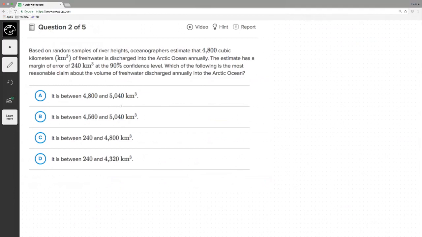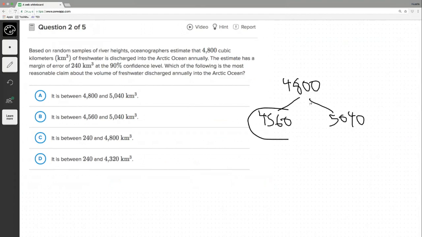It is between 4,800 and 5,040. No. So again, that margin of error can go plus or minus either way, right? So it's going to go down by 240 and up by 240. So down by 240 is 4,560. Up by 240 is 5,040. So this would be the range right here, if we're talking about margin of error.